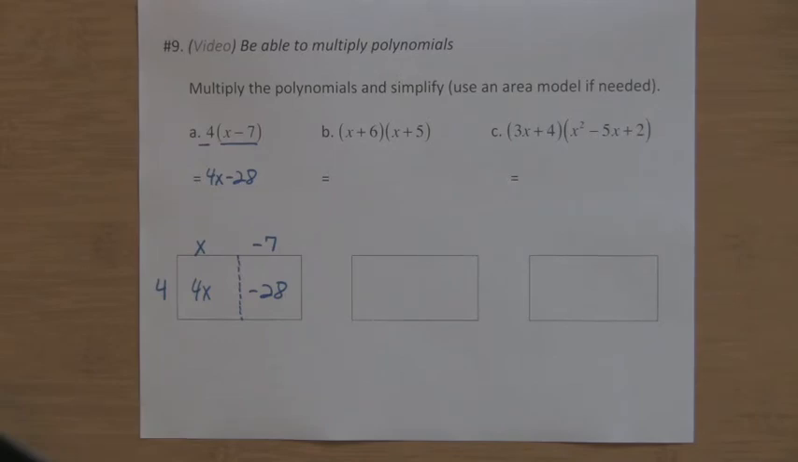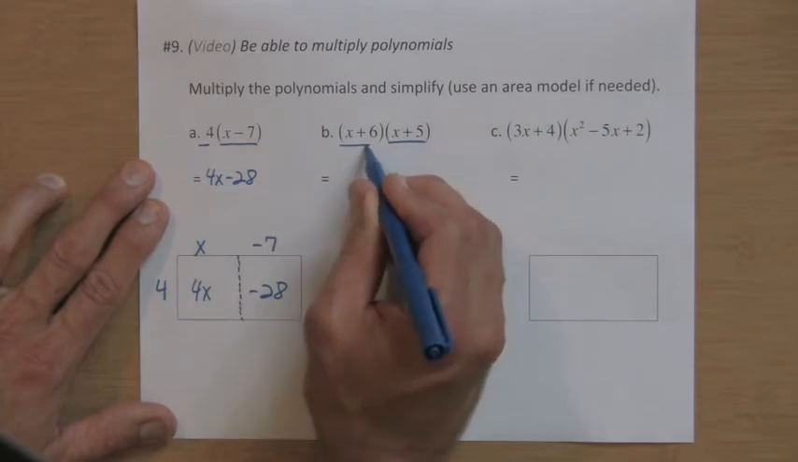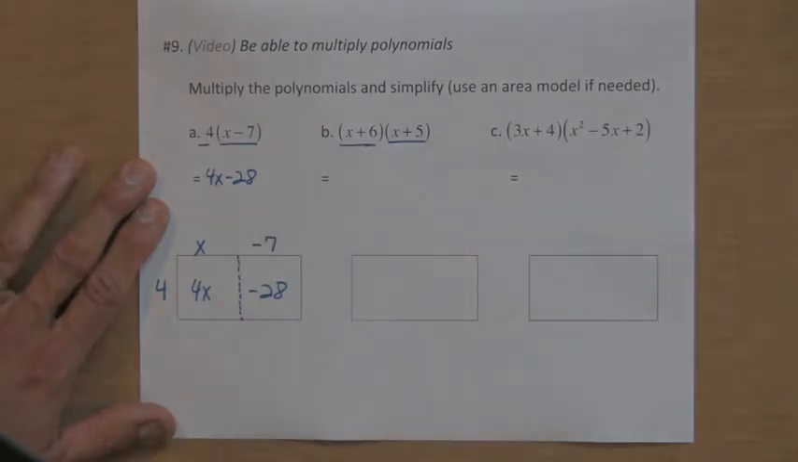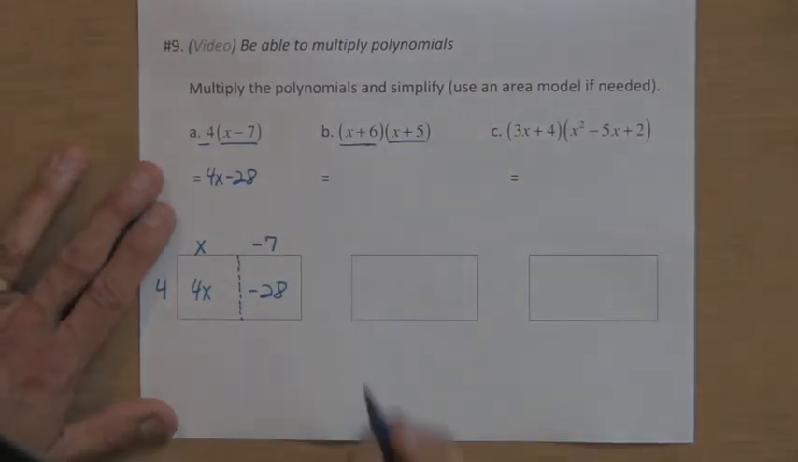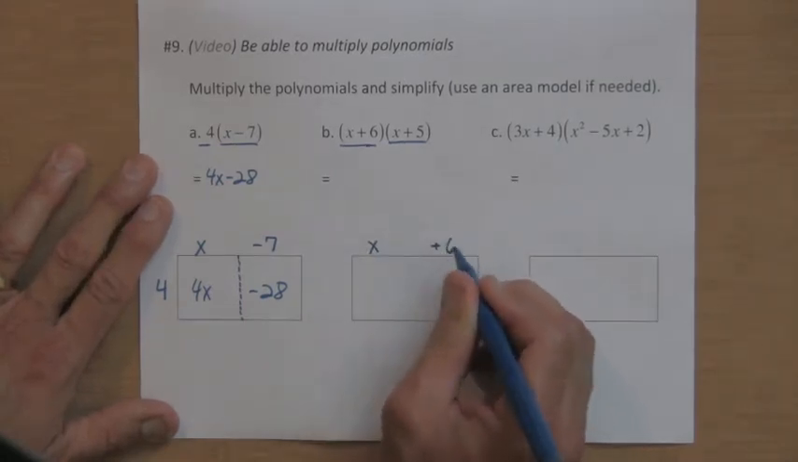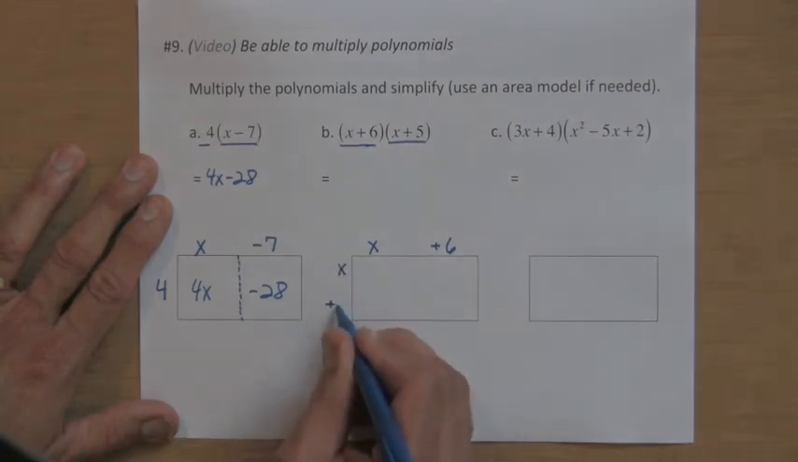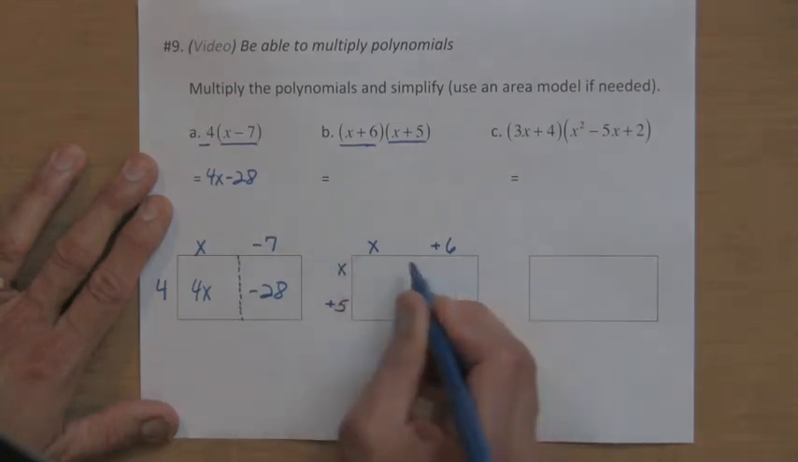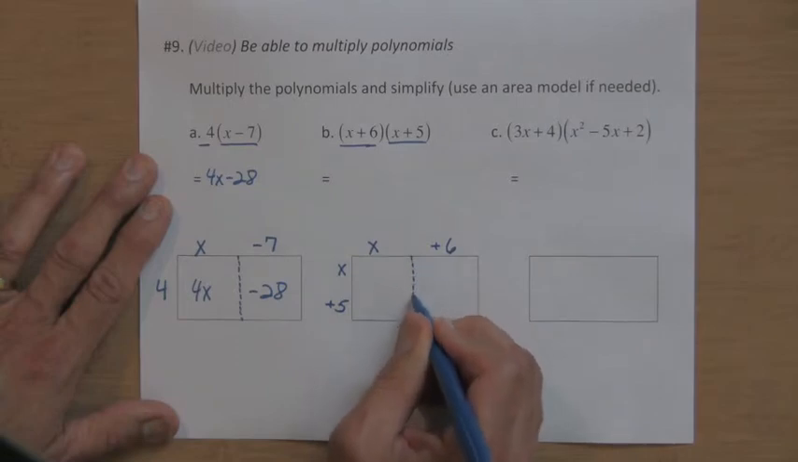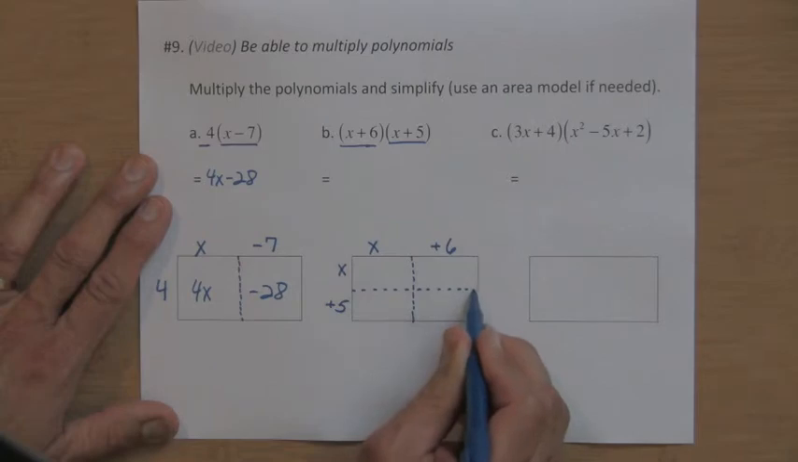Letter B, x plus 6 and x plus 5. Once again, multiplying two things together. So I can call them, one of those the width, one of those the length. It doesn't matter. I'll call x plus 6 across the top. So here's my x and here's my plus 6. I'll call the x plus 5 going down the side for my width, so x, and then I have plus 5. I have two terms across the top, so I'll split this up into two pieces. I have two terms across the side, so I'll make that into two pieces also.